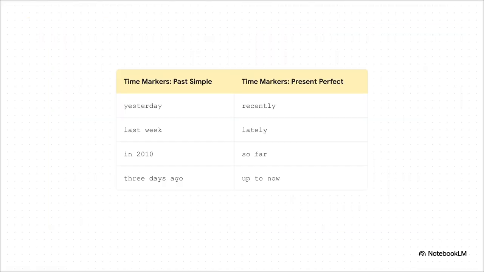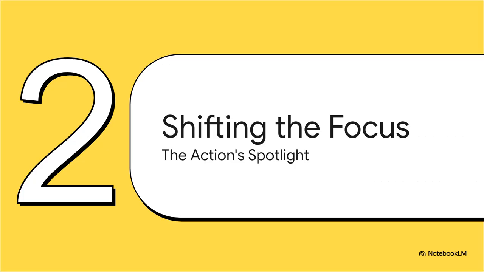And there are little clue words that can help you out here. It's kind of like a cheat sheet. If you see words like "yesterday" or "last week," or a specific year, like "in 2010," those all point to a finished, specific time. That's your signal to use the past simple. But if you see words like "recently," "lately," or "so far," well, those are all about an unfinished time period that's still connected to now. And that's your cue for the present perfect. Super helpful, right?